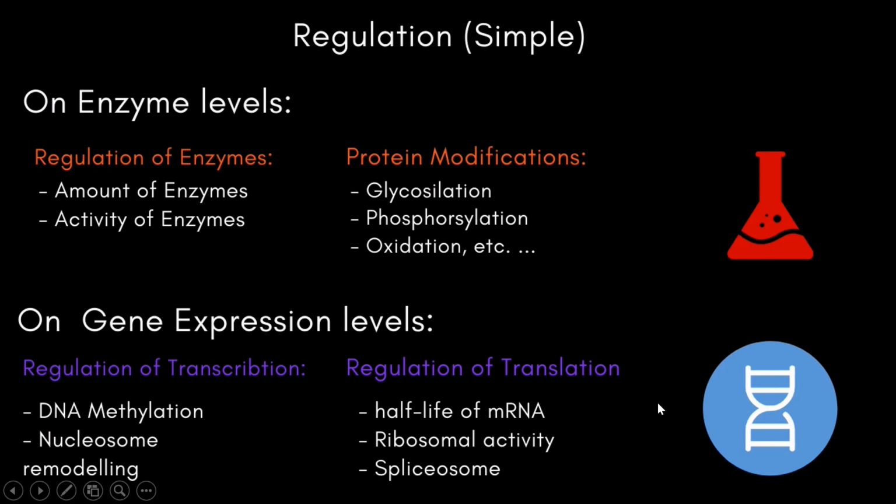We have different regulation points here. We can regulate our enzymes, for example, by the amount of enzymes available or the activity of enzymes. And then again, we can modify our enzymes via glycosylation, phosphorylation, oxidation, and many more. On gene expression levels, we can regulate the transcription, for example, via DNA methylation, or we can regulate translation, for example, with the help of ribosomal activity.